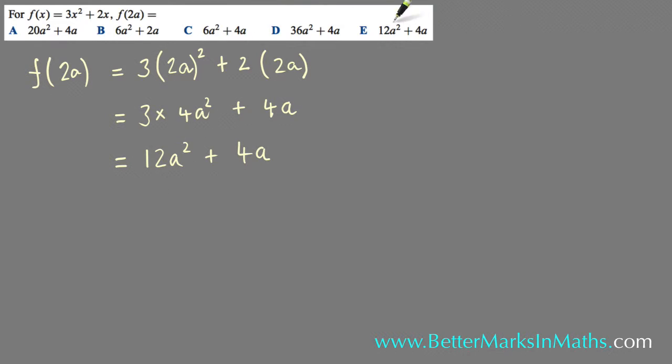So that's all you've got to do. Whatever's in the bracket here, when you're doing f of that thing, you're always replacing the x or the y or whatever the variable is with what's in the bracket, just as I've done here.